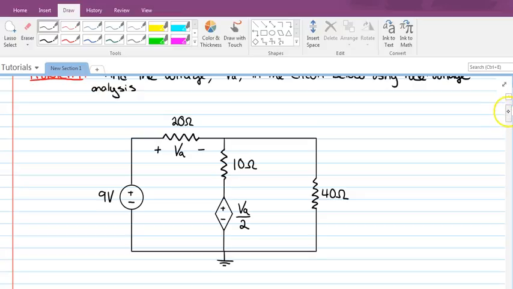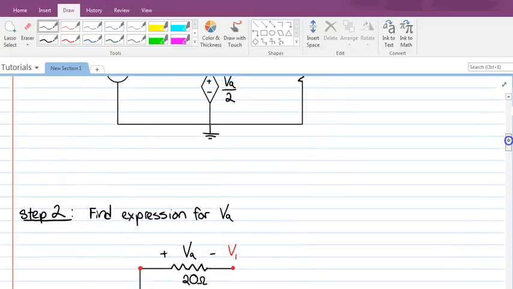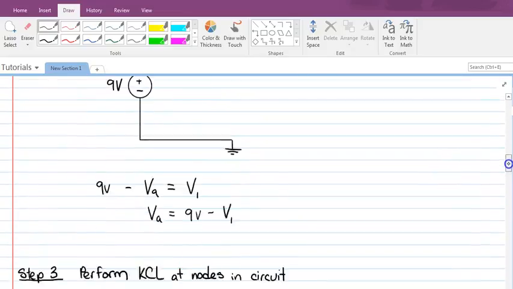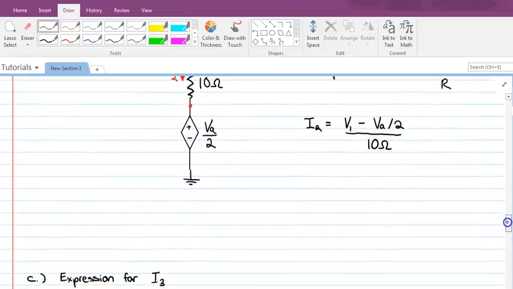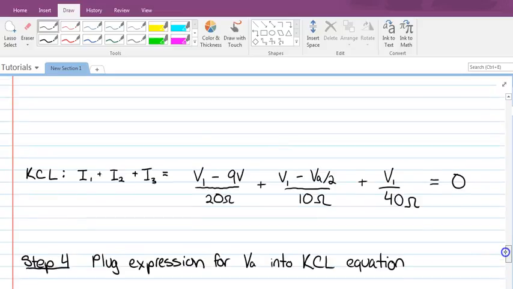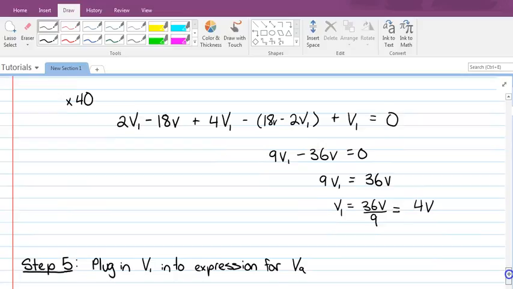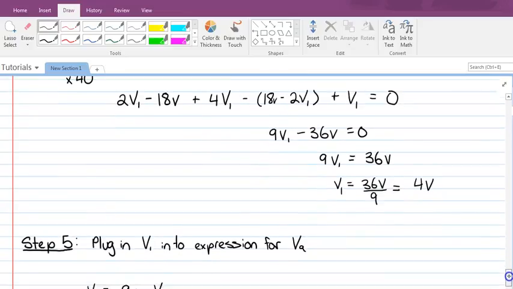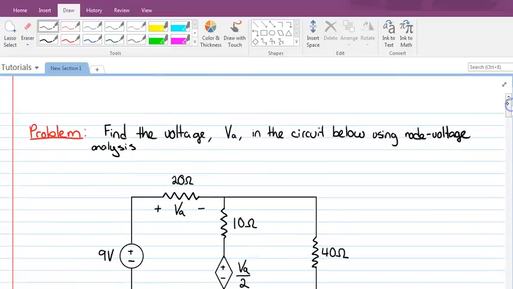All right, so that's what we've just done. We labeled all the nodes in our circuit. Then we found an expression for VA. Then we performed KCL at all the nodes in the circuit. Then we plugged in our expression for VA into our KCL equation. Then we plugged in V1 back into our expression for VA. And that solves VA. VA is 5 volts.